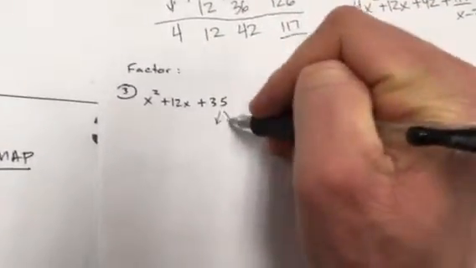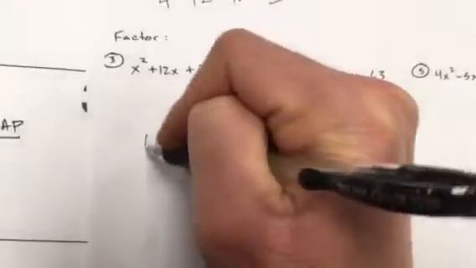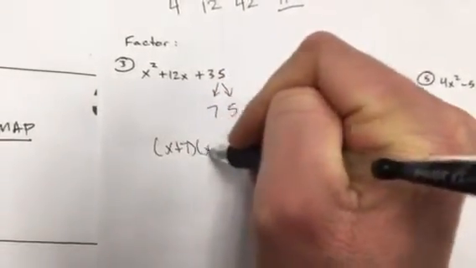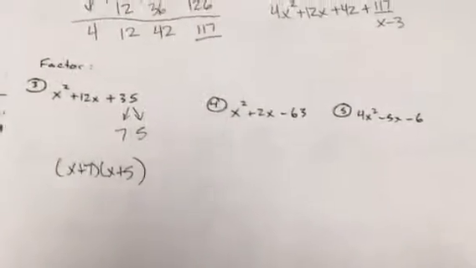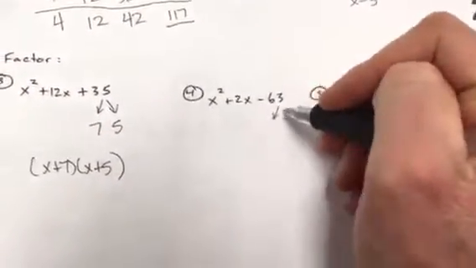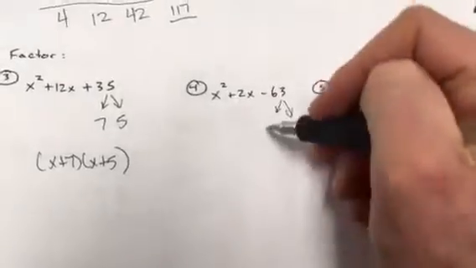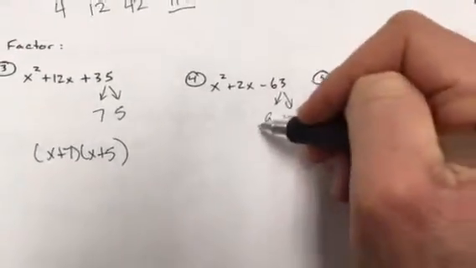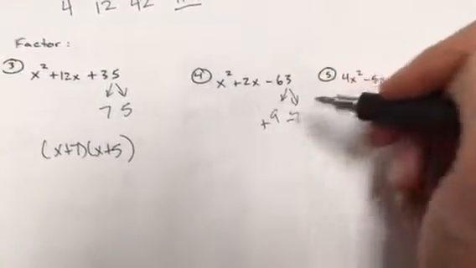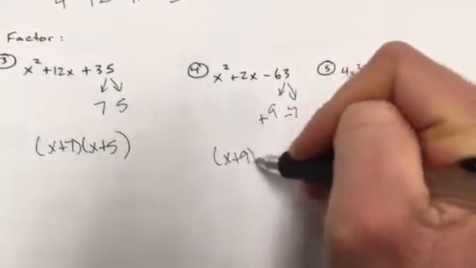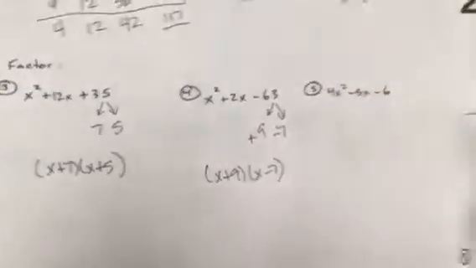All right, the factoring shouldn't be that bad. Again, from before, what multiplies to 35 and adds to 12? It's just 7 and 5. So x plus 7, x plus 5 would be your answer. All right, here on number 4, what multiplies to 63, because it's negative, differs by 2? 9 and 7. Middle term is positive, so positive 9, negative 7. So x plus 9, x minus 7 is your answer.